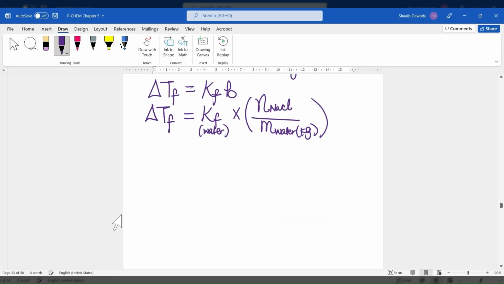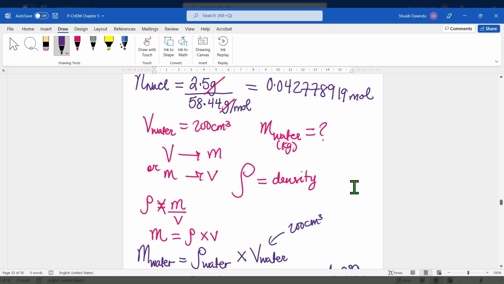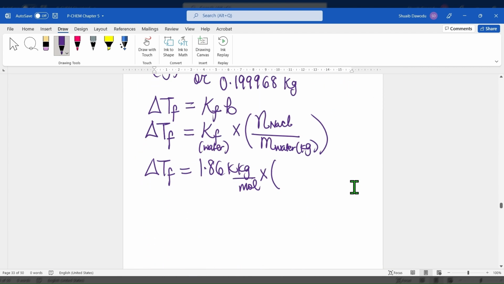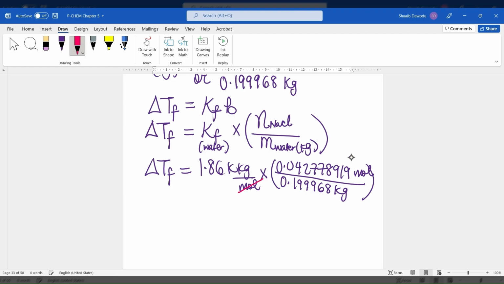So of course, we already know what to do. Change in T sub F is equal to K sub F, which is just 1.86 Kelvin kilogram per mole, multiplied by the number of moles of NaCl, 0.04277891 mole, divided by the mass in kilogram of solvent, which is simply 0.199968 kilograms. So of course we're going to cancel out the like units, the mole here, the kilogram here and kilogram here.